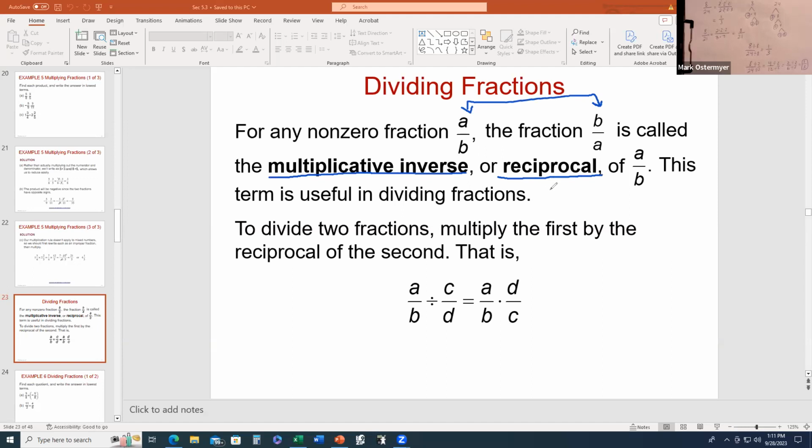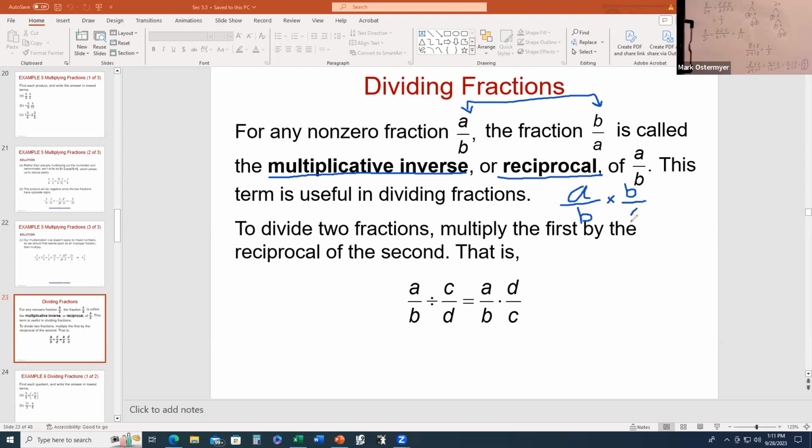Or sometimes they're more fancily called multiplicative inverses. Okay. So reciprocals are also multiplicative inverses. The reason why they call them multiplicative inverses is because if you multiply reciprocals together, you always get a product of 1.